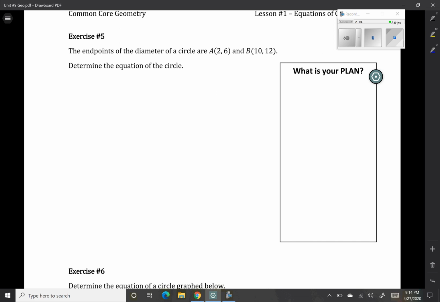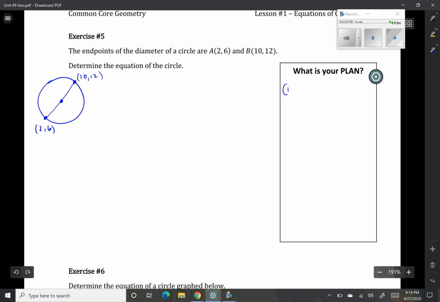All right, so welcome back to the video. So we have this circle, right? So first thing I'm going to do is I'm just going to draw a quick picture here. So I have a circle, I have a point of 2, 6, and I have a point of 10, 12. This represents the endpoints of the diameter, so the center is going to be somewhere in between those two.